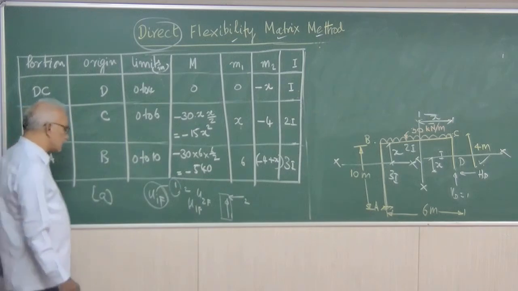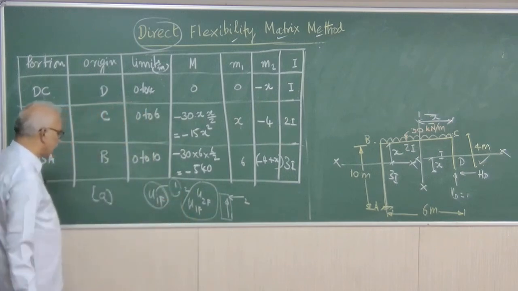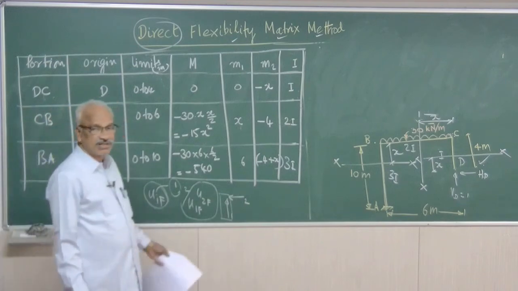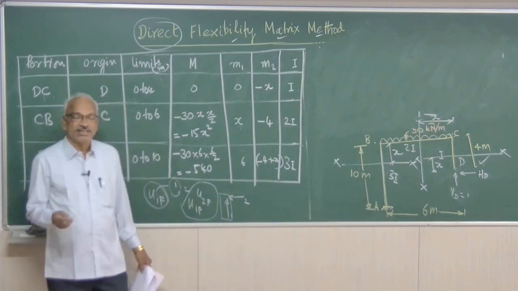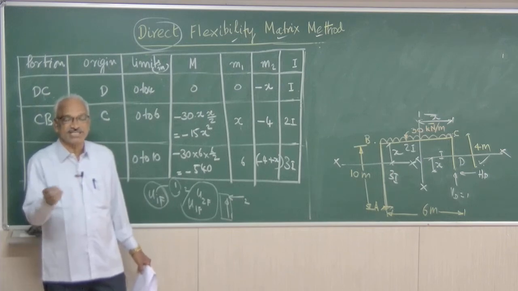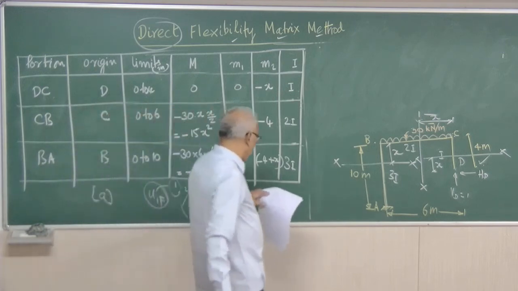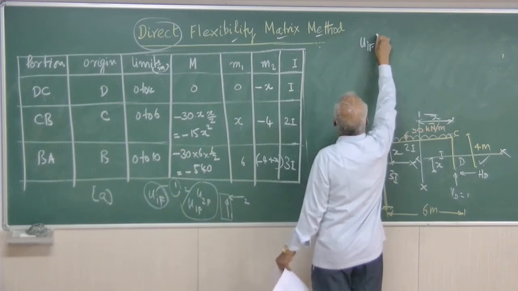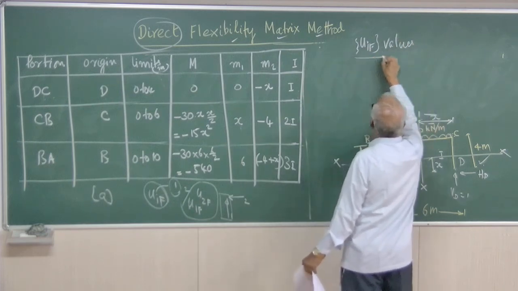Now for getting these values, which are due to the external force, we are following the strain energy method. Already we have discussed integral M squared dx by 2EI, and the displacement is given by integral M into dou M by dou x into dx by EI. All those things we have discussed. Therefore, here in the strain energy method, what you have to do is calculate the UIF values.